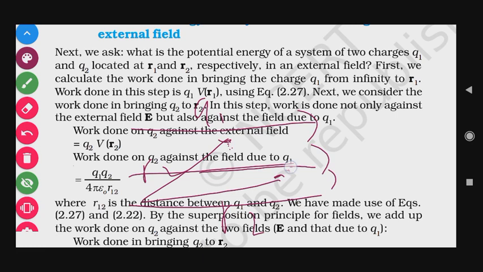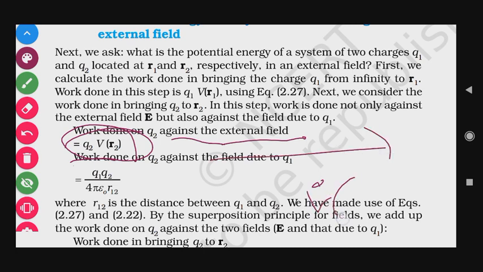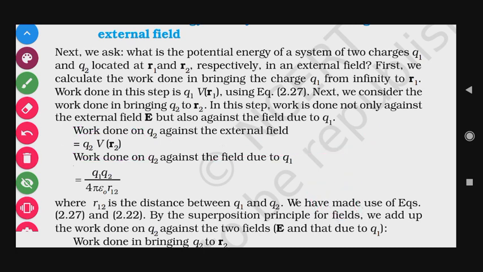Now we'll see the total work done. In this step, work is done not only against the external field E, but also against the field due to q1. We have to do work against the external electric field as well as the electric field created by the first charge. Work done on q2 against the external electric field is very easy. Similar to the first one, it is the magnitude of the second charge q2 multiplied by the potential at that point due to the electric field, that is V(r2).